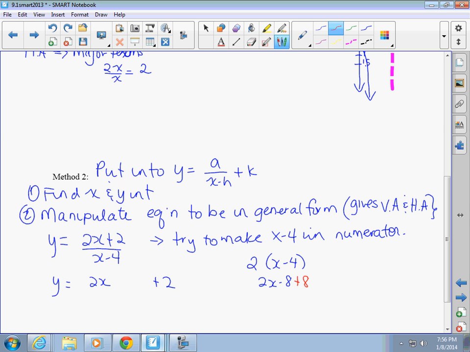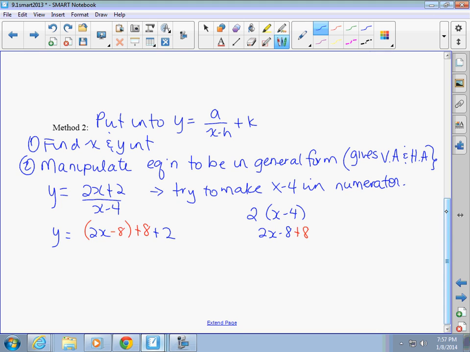So I can put this in as 2x minus 8, and then plus 8 plus 2. Even though I put a bracket around this 2x minus 8, I'm doing that for a reason. I could leave it off, and I would still have 2x minus 8 plus 2, which is still 2x plus 2. I'm not doing anything to the bottom, so I'm just going to leave my bottom as x minus 4.